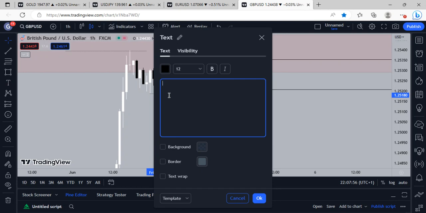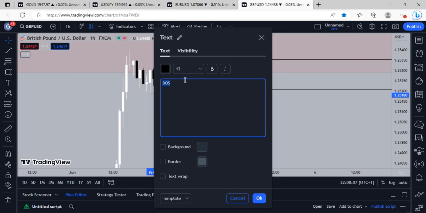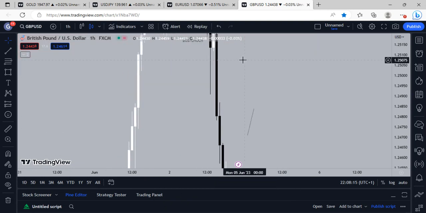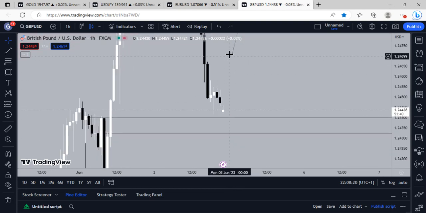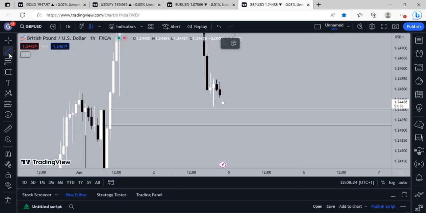that was our BOS, or you could call it your CHoCH or your BOS. CHoCH because it hits a POI and it took out our first pullback, all right. So now an area to be aware of as well is right over here.